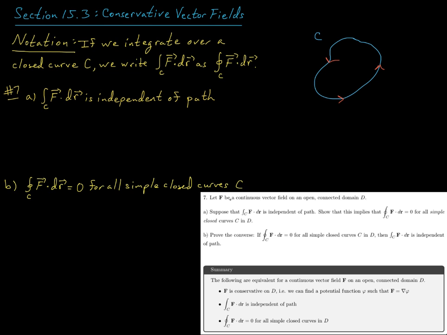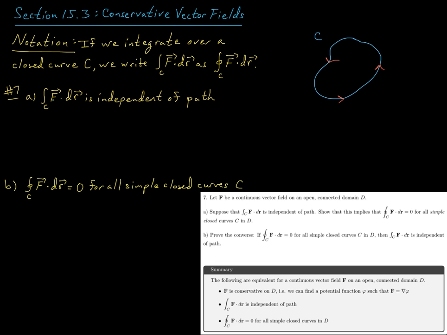Okay, so now looking at question 7, it says let f be a continuous vector field on an open connected domain D. Part A says, suppose that this line integral is independent of path. Show that this implies that the integral over any simple closed curve C in your domain is equal to 0.